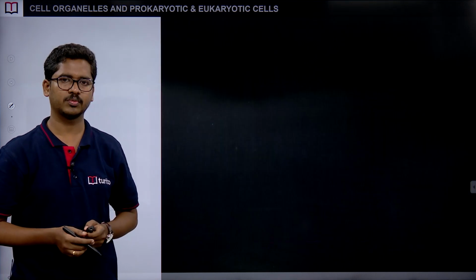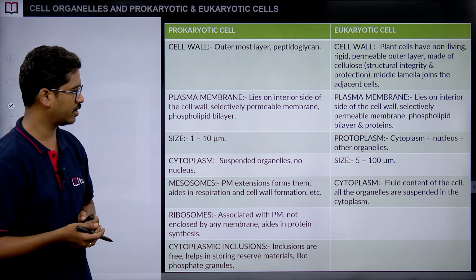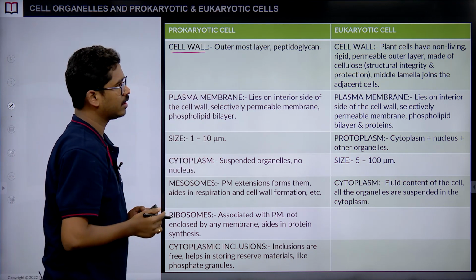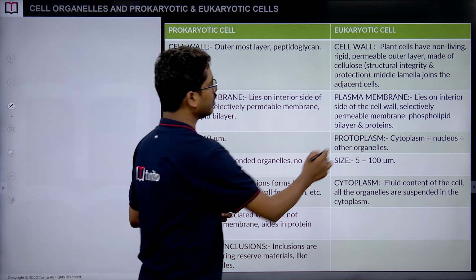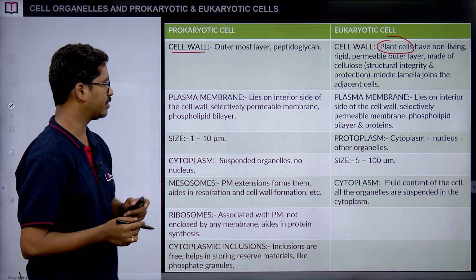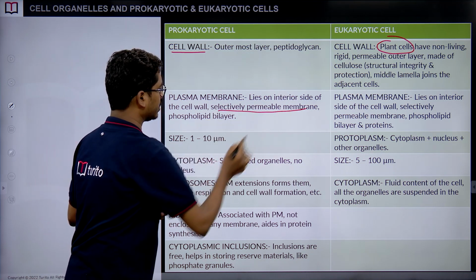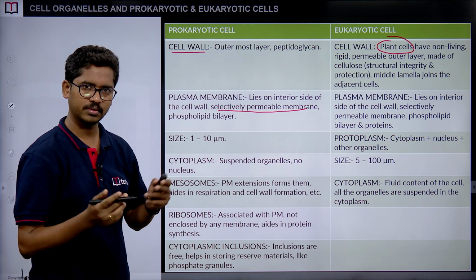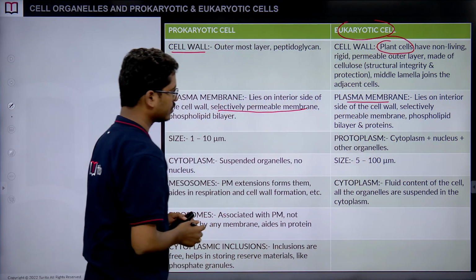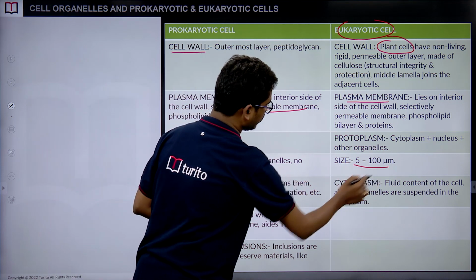Now, this is the topic of discussion we had, and these are the very same differences we have learnt here. You saw the prokaryotic cell with a cell wall, and you would also find a cell wall exclusive to plant cells. The plasma membrane lies inside the cell wall, having the same character we learnt earlier, that is, selectively permeable, and the same in eukaryotic cells also. The size is 1 to 10 micrometers in prokaryotes, whereas here the size range is 5 to 100 micrometers.